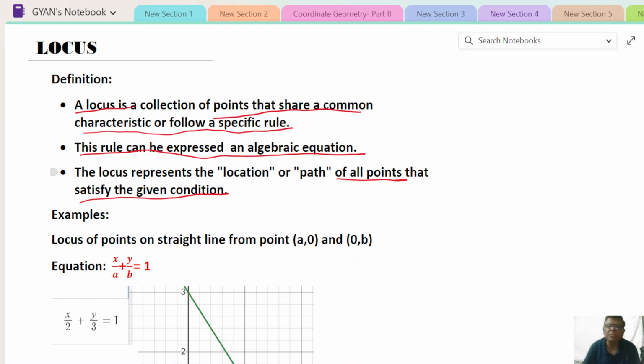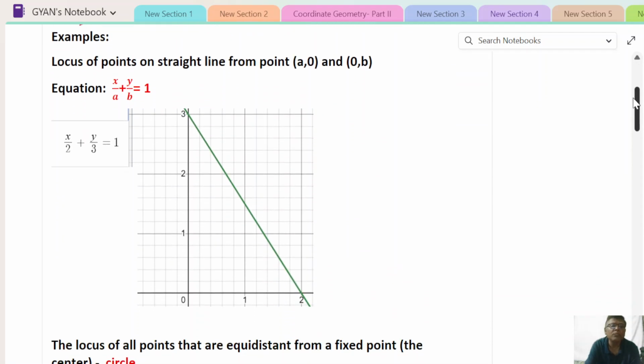Suppose there is a straight line which has two points, like suppose here is the point (0, 3), and here is the point (2, 0), and the line is passing through these. Any point on this line will satisfy the equation, like suppose this point (2.4, 2.4).